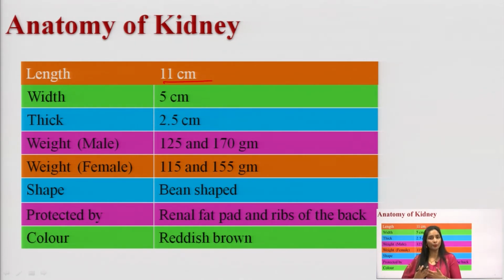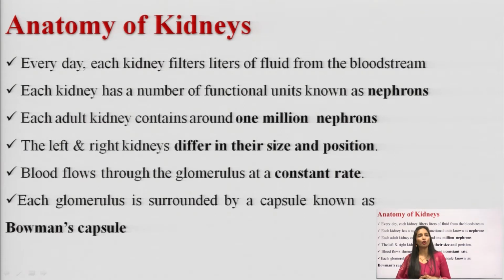And how is the kidney protected? The kidney is protected by the fat pad and the ribs of the back. The ribs at your back cover the kidney. Okay. Now we will discuss the anatomy of the kidney. Every day each kidney filters liters of fluid from the bloodstream. So how much water you are drinking matters, and what is the main function of the kidney? It has to filter the fluids from the blood. If I am talking about the functional unit, the nephron is the functional unit of the kidney, right.